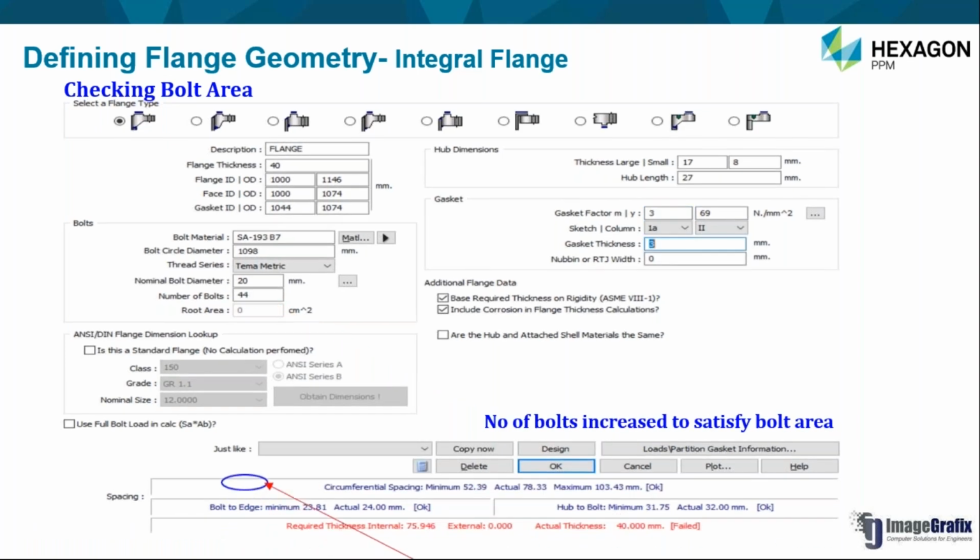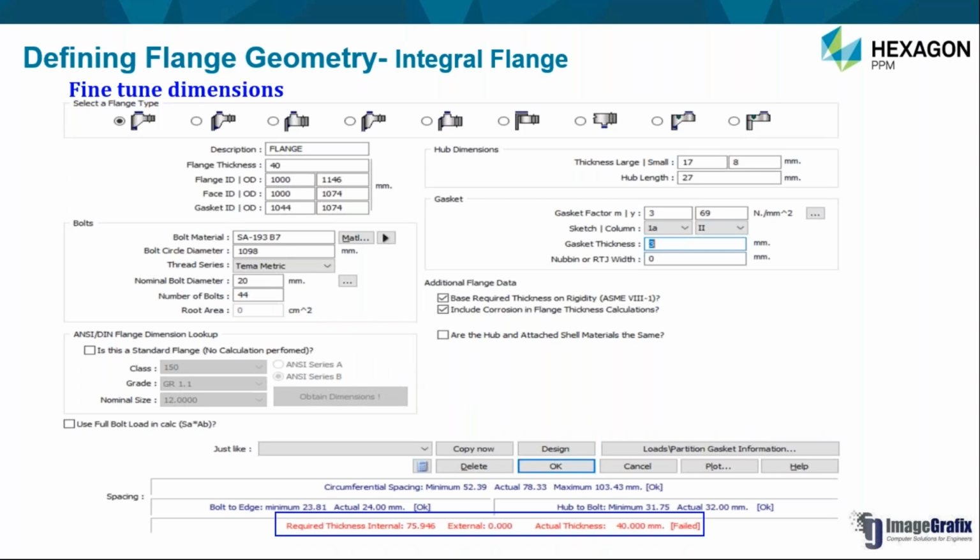Okay. So let's say we have started increasing the number of bolts, and when it becomes 44, it is observed that the bolt area passes and the required thickness for that flange is 75.946. So I have to change this thickness to 75.946.